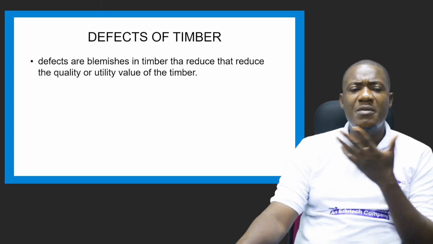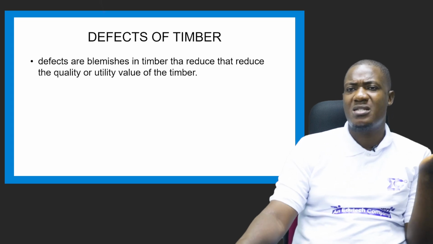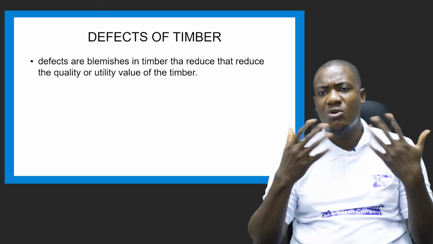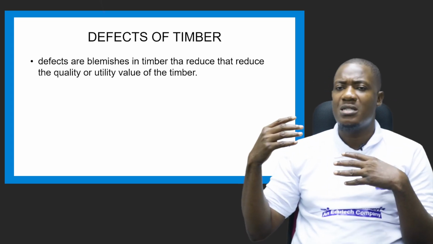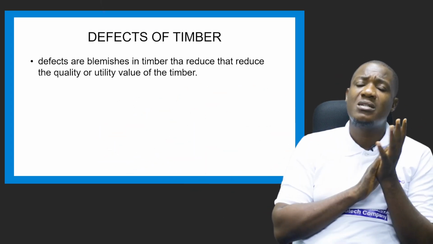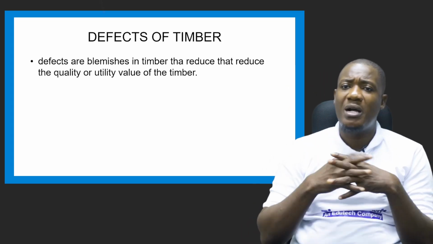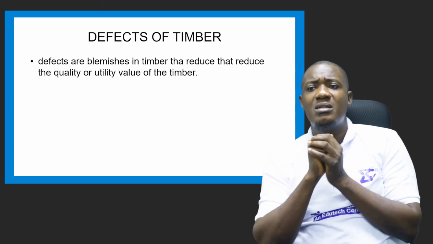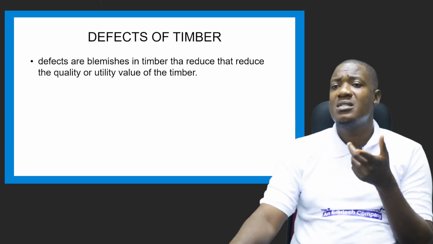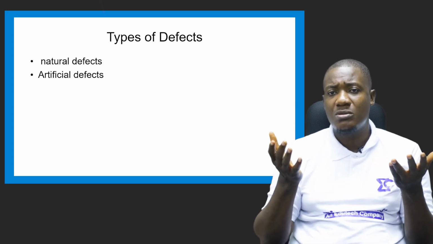Now, timber has different defects, spanning from the time the tree is growing, and when the tree is felled, and when they are being seasoned. We can have these timbers experience some defects. So what exactly is defects of timber? Defects are blemishes in timber that can reduce the quality or utility value of a timber. These defects can be natural, they can also be artificial.